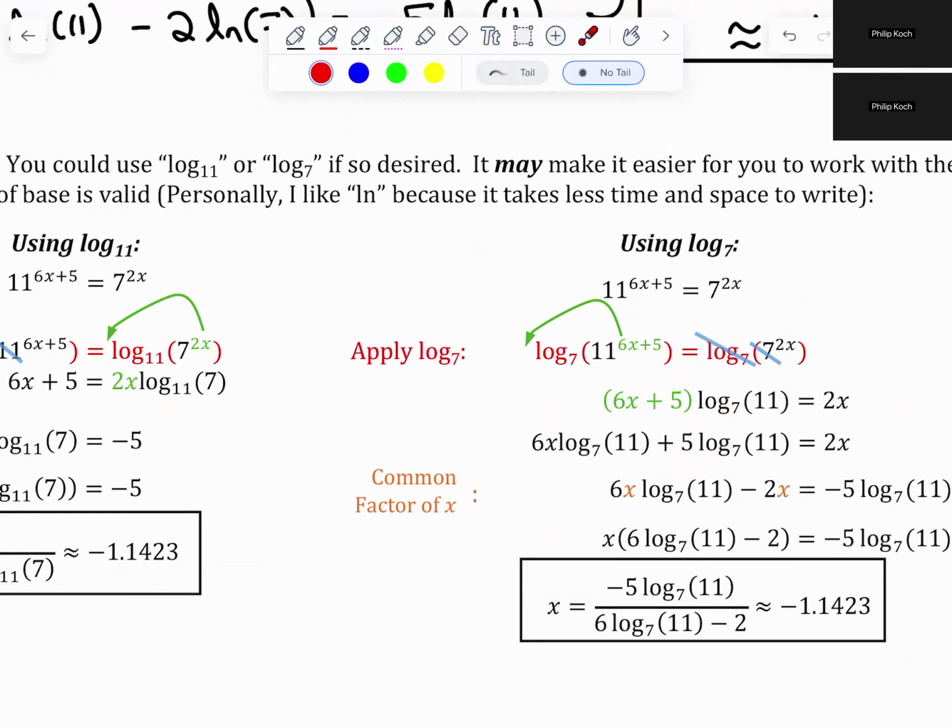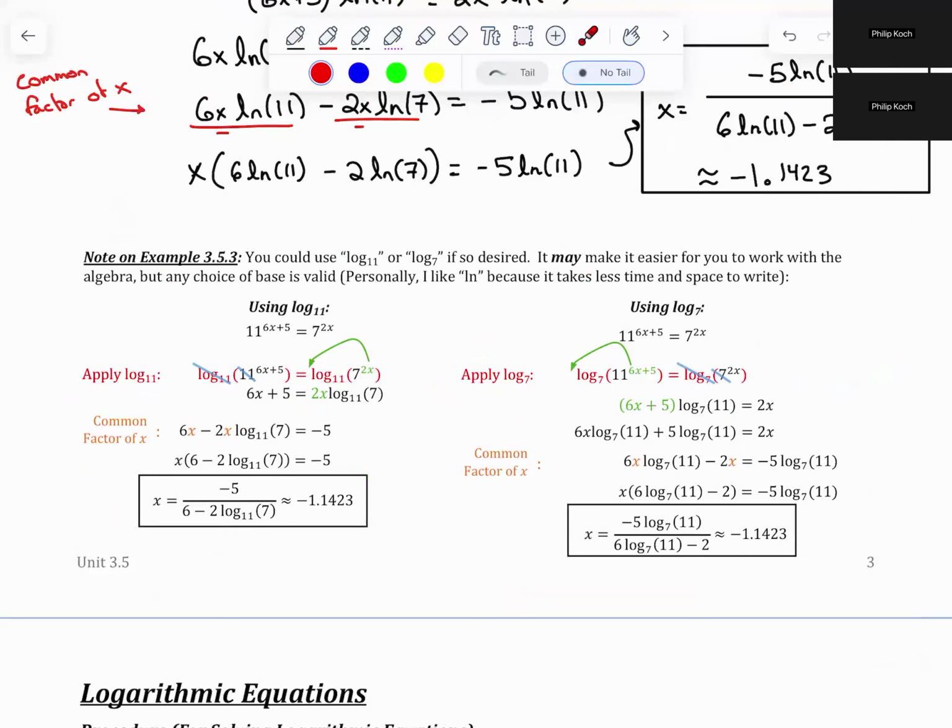Either way will work. I find the ln to be the best way because it's easier to write. It takes less space, and I find it to take less time. But that's my experience. You could find that it's way faster to use log base 7. It's your call.